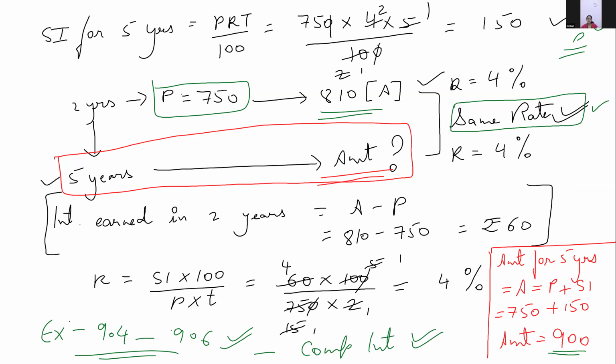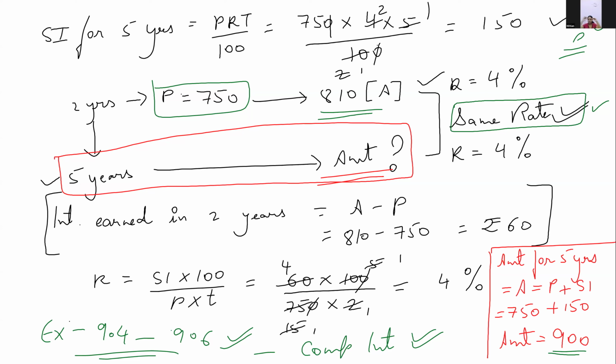So prepare well. Prepare how to find the compound interest, how to find the amount, then also how to find the principal, how we calculate the rate, how we calculate the time. How do we calculate the difference between CI and SI? That's in the last exercises that I showed.